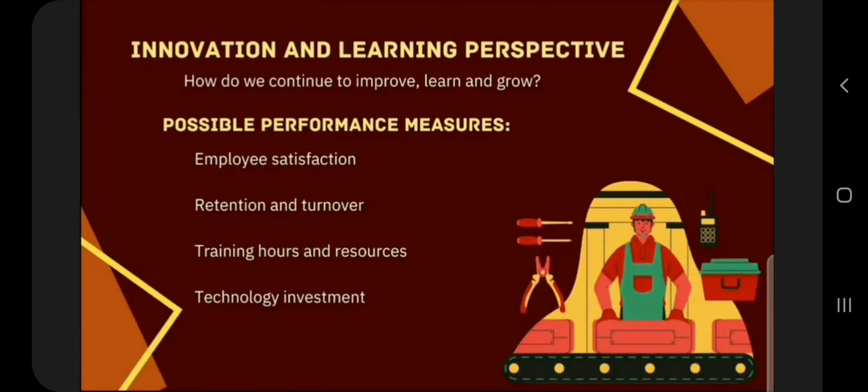The fourth and the last one is the innovation and learning perspective. That includes the people, systems, and organization that enable processes which support and allow the objectives of the other 3 perspectives to be achieved. It has the question, to achieve our goals, how must we learn, communicate, and grow? The possible performance measures for this perspective are employee satisfaction, retention and turnover, training hours and resources, technology investment, improving employee morale, increasing information systems capabilities, and product innovation.